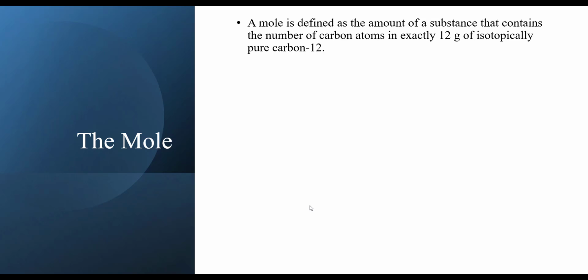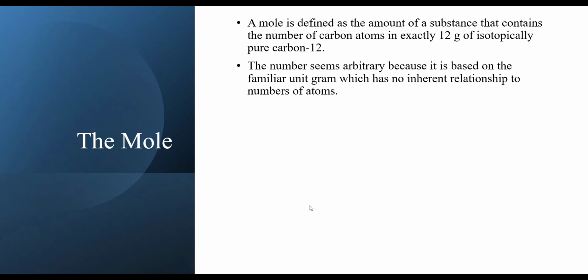Let's summarize that. A mole is defined as the amount of substance that contains the number of carbon atoms in exactly 12 grams of isotopically pure carbon-12. That's more of a technical detail. We're going to imagine it: someone could somehow count the carbon atoms on a fancy scale until it read 12 grams.